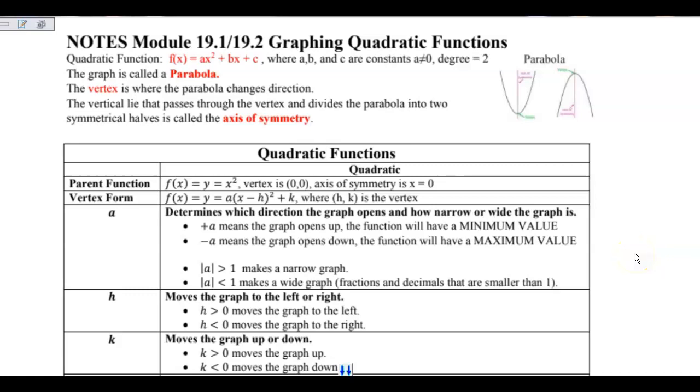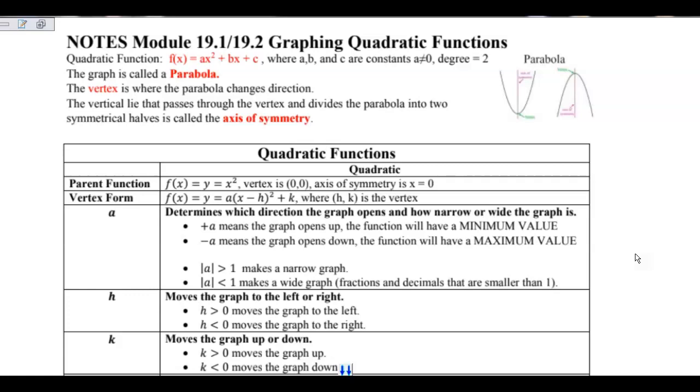Hello, so today we're going to be beginning our unit on graphing quadratic functions, and there is a lot that goes on in this unit. So a quadratic function is where the function of x is equal to ax squared plus bx plus c, where a, b, and c are constants, a cannot be 0, and the highest degree is 2.